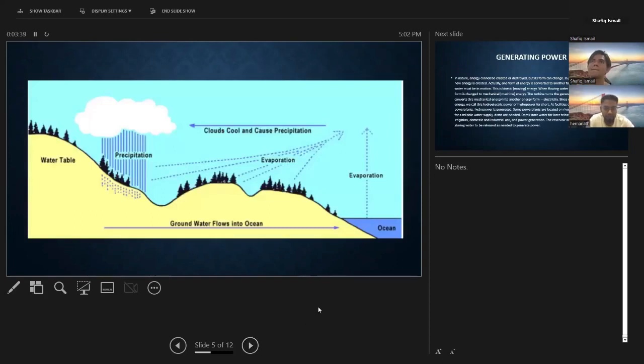So this is the circulation: the ground water flows into the ocean, the evaporation, the cloud cools and causes the precipitation.